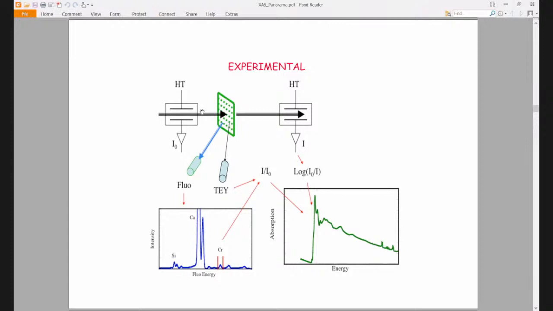This is a technique which is interesting, and in some cases comparing the result given by the fluorescence and the result given by the total electron yield can be very interesting, because the mean free path of the photon inside the material is much larger than the mean free path of the electron going out. So doing fluorescence, you probe a larger part of your sample, while during total electron yield, you just probe the last surface part of your sample. And so sometimes it's interesting.